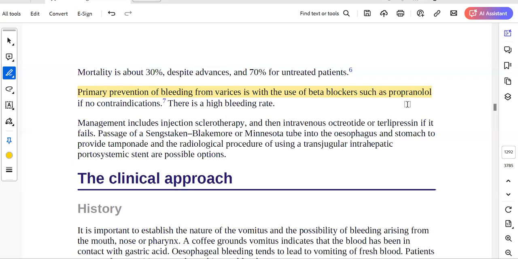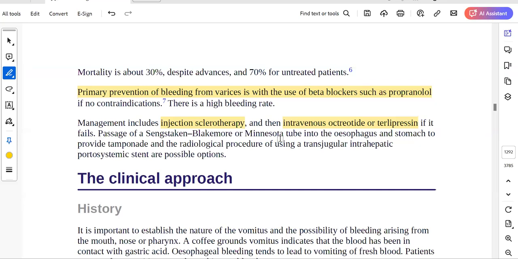So what can stop the bleeding when a patient comes to you with a variceal bleeding? Management includes injection of sclerotherapy, then intravenous octreotide or terlipressin if it fails. So according to JM, if it is a variceal bleeding, your main treatment will be injection of sclerotherapy followed by intravenous octreotide or terlipressin.